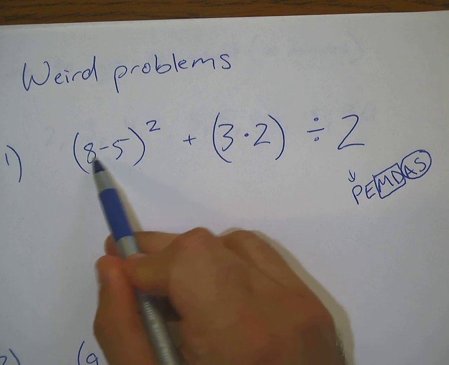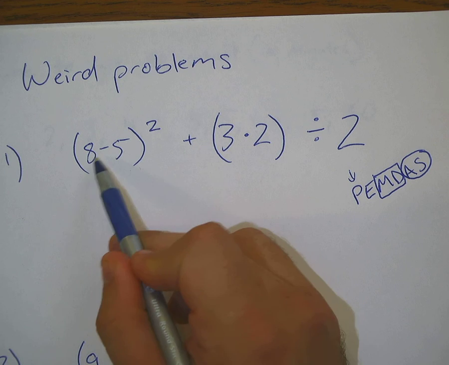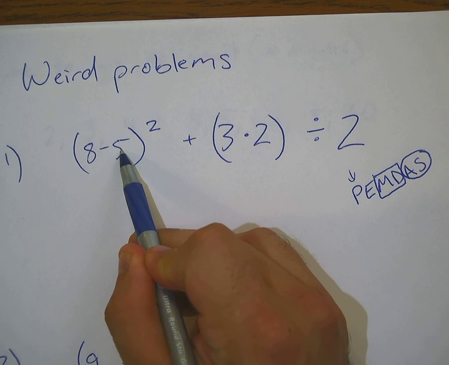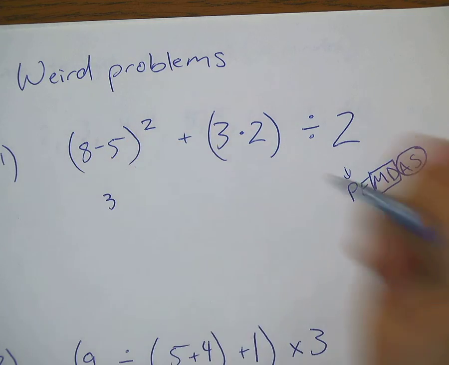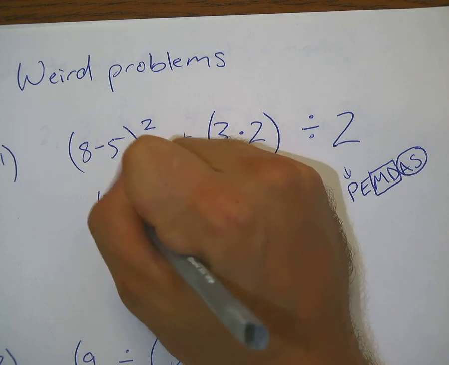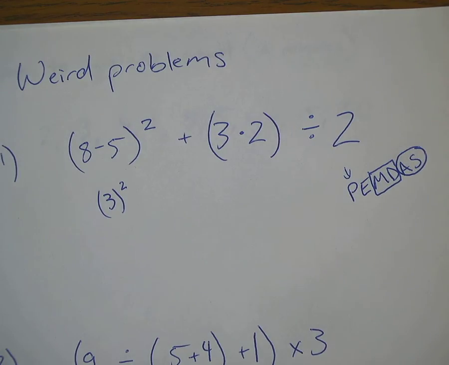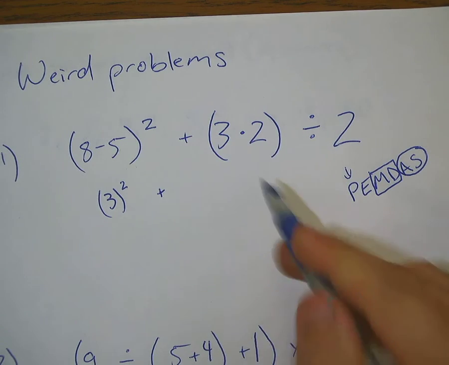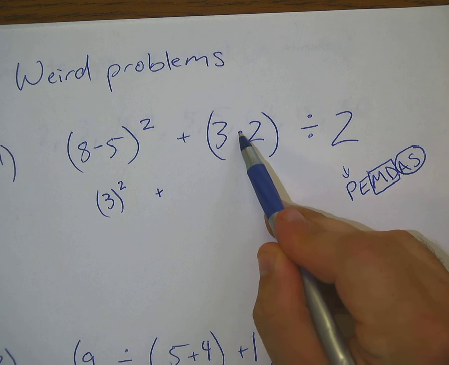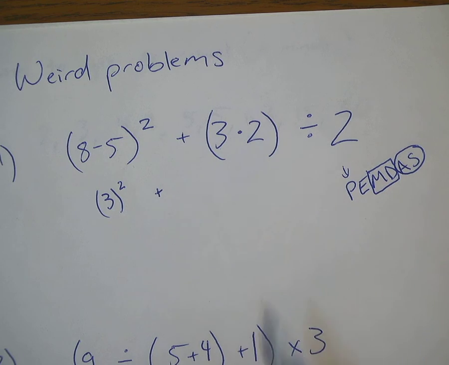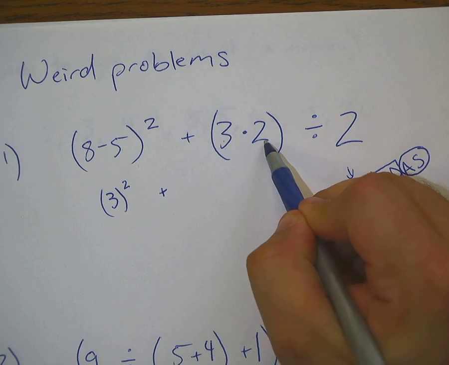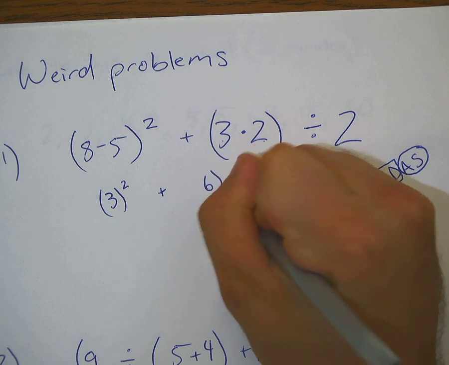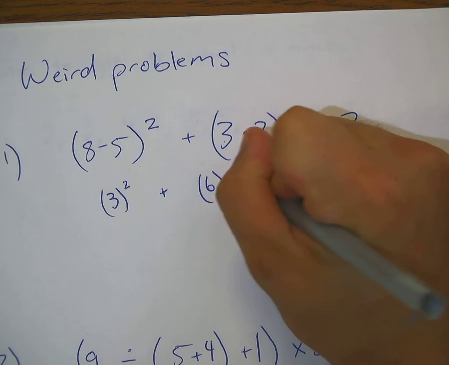There's only one operation inside the parentheses, 8 minus 5. So let's go ahead and do it. 8 minus 5 is 3, and that's good enough for that one. All right, let's take a look at the next parentheses. So we have 3. Remember this dot in between the two numbers? That's a new way of saying multiplication. So we have 3 times 2, and 3 times 2 is 6.